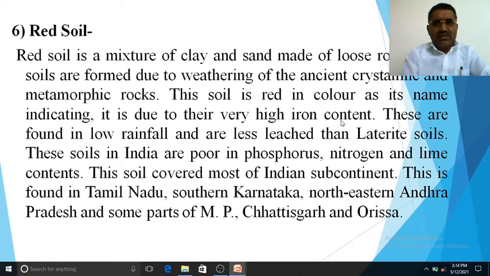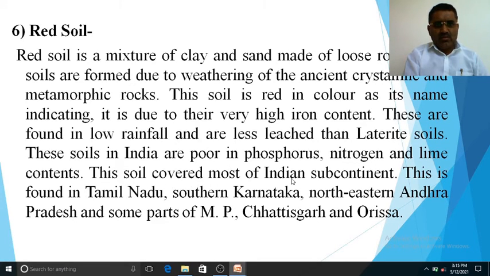More iron is there. The leaching process occurs there, and that's why we find red soil particularly in the Konkan region of Maharashtra. These are found in low rainfall areas and are less leached than laterite soil. Leaching process is there, but less leaching than laterite soil. These soils in India are poor in phosphorus, nitrogen and lime content.